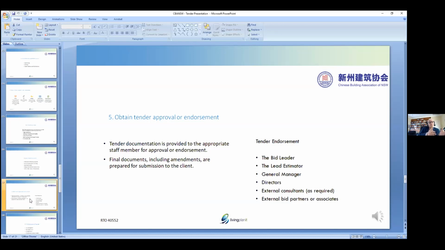Remember, building companies often use external estimators as well, because their estimators may be too busy, or they don't rely on their estimators, they have external estimators. So that could be another source of a resource.